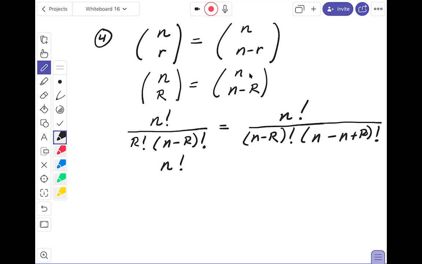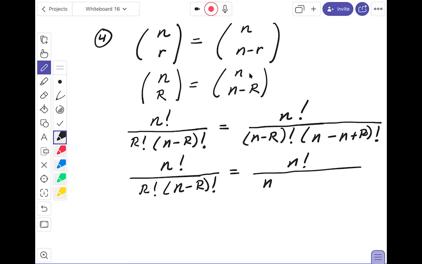All right, let's simplify. N factorial, R factorial, N minus R factorial. I'm just simply copying. N factorial, N minus R factorial. And then we get there, well, N minus N is nothing, and you get an R factorial.